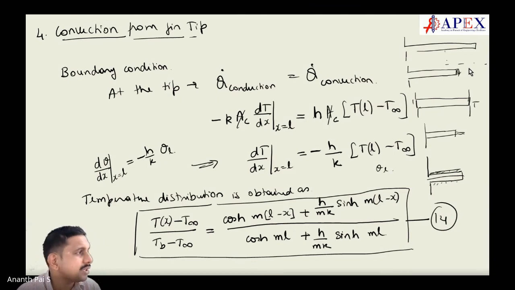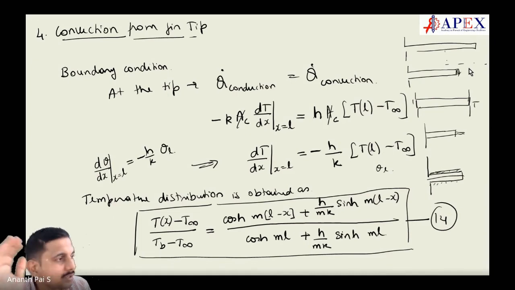The first one is a very long fin, so we can use that. Second, when you say insulated tip, maybe there are places where you don't want heat to pass from there. At the end, there is no heat source. There are situations where such things happen.